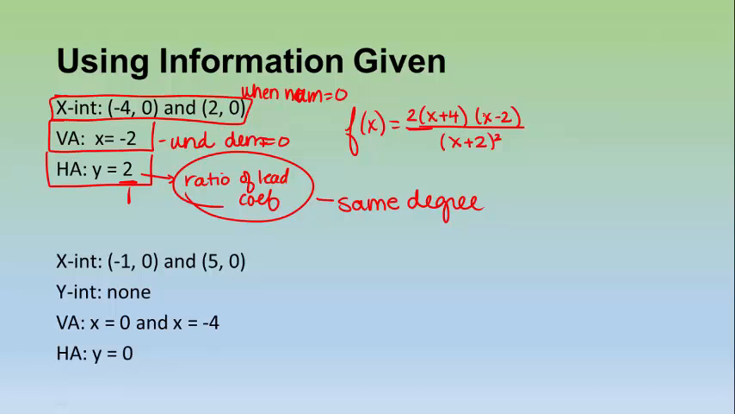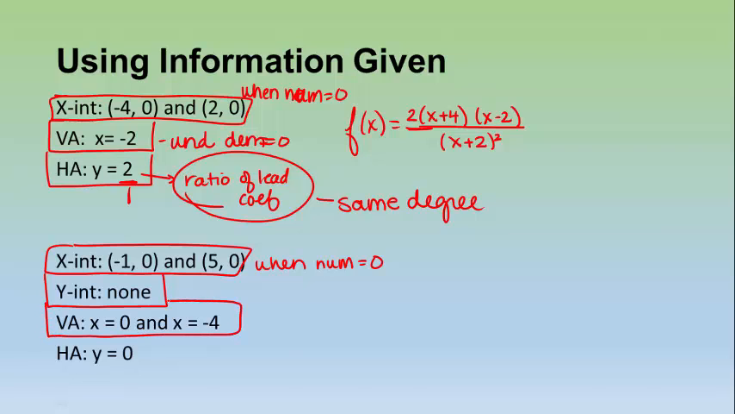Let's do the same thing with the next one. For here, this is for my x-intercepts, that's when the numerator equals 0, because that's what makes a fraction equal 0. My y-intercept, not having a y-intercept, now this information is going to lead into the next piece. When I have a vertical asymptote at x equals 0 and at x equals -4, that's when the denominator was equal to 0 because it gave me an undefined function. And then my horizontal asymptote being y equals 0 means that it must be bottom heavy.